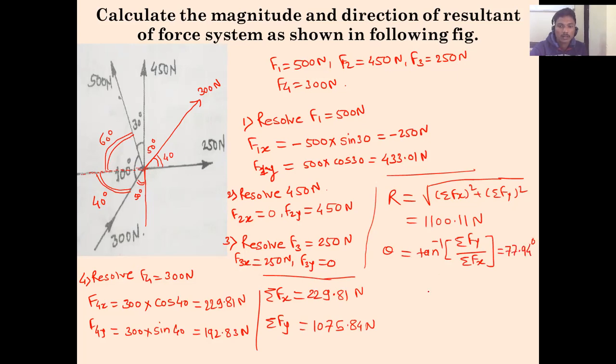94. Okay. And how are you going? Is it positive or negative? Positive. If it is positive, what do we have to do? Anti-clockwise. So here there will be R, and here there will be theta, equal to how much? 77.94.